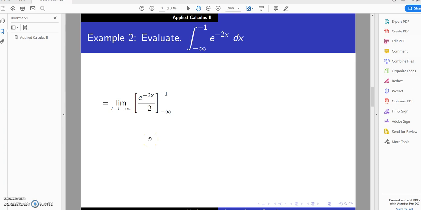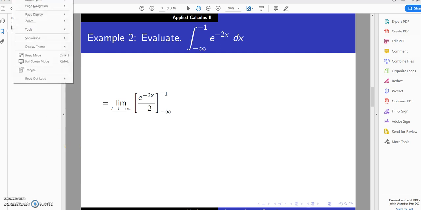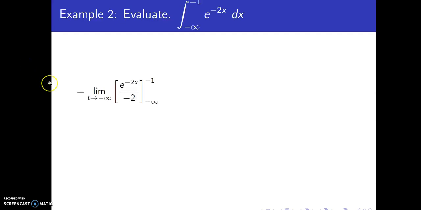So if we go back, we can do the same thing. Let me get this back in view mode. How do you do the antiderivative of e to the negative 2x? It's e to the negative 2x over negative 2. It's that exponential rule for e to the kx. Then plug in both t.